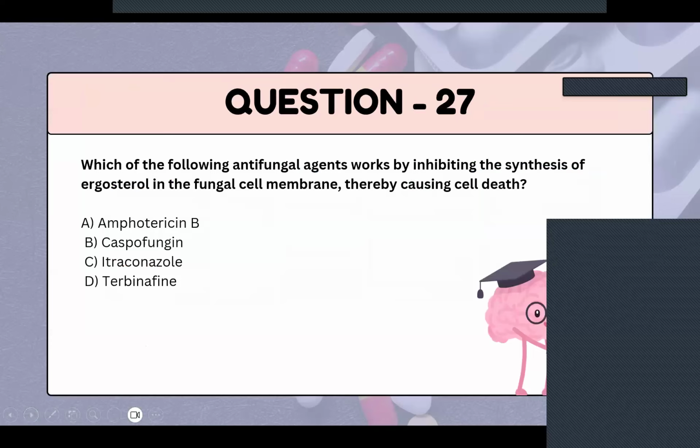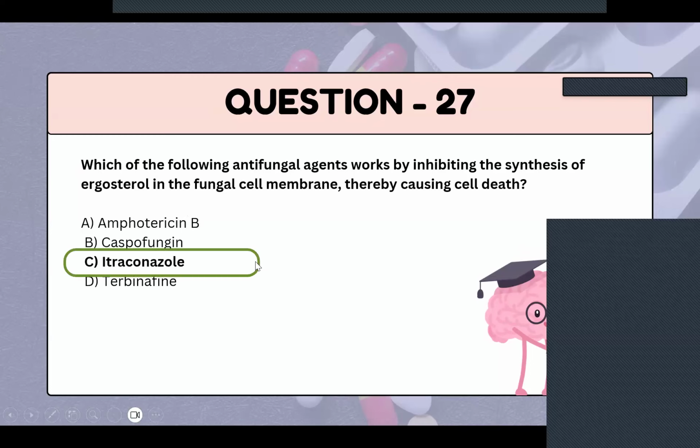Which of the following antifungal agents works by inhibiting the synthesis of ergosterol in the fungal cell membrane, thereby causing cell death? Amphotericin B, caspofungin, itraconazole, terbinafine. So the keyword here is the mechanism of action, synthesis of ergosterol in fungal cell membrane. Okay, someone answered D. Okay, yes. So C is the right answer.